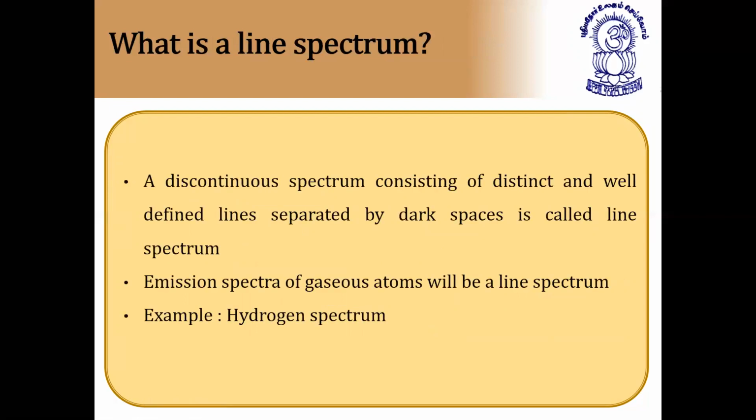What is line spectrum? A discontinuous spectrum consisting of distinct and well-defined lines, very small lines separated by dark spaces, is called line spectrum. The emission spectrum of gaseous atoms will be a line spectrum. Example, hydrogen spectrum. Hydrogen spectrum is an example of line spectrum.